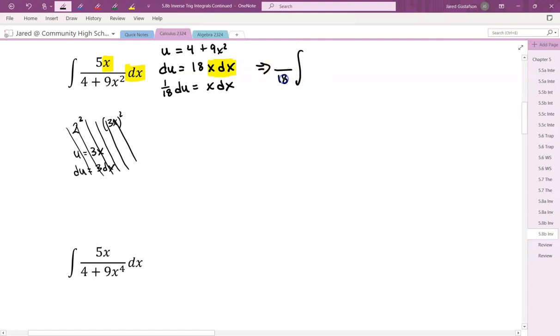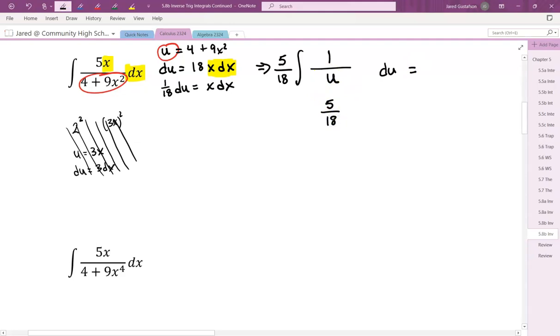I'm going to put the 1 over 18 out front. I'm going to put the du at the back, so everything I highlighted will go away. That 5 on top, I probably just want to move out to the front as well, just to make it easier on myself and see it. That'll leave us 1 in the numerator. In the bottom, I'm calling u. Now the integral doesn't look too bad.